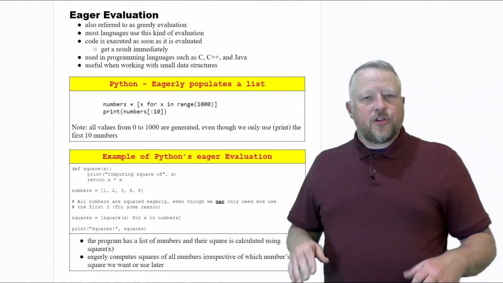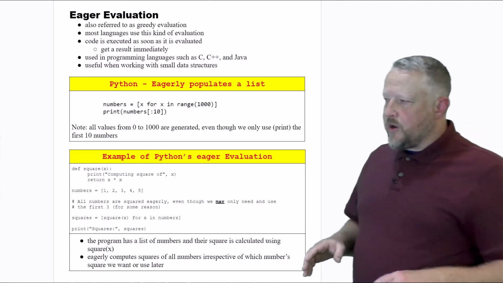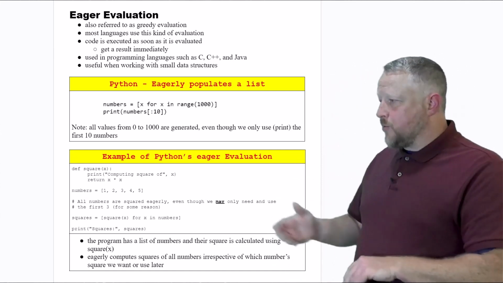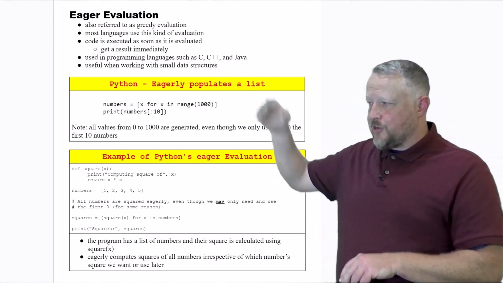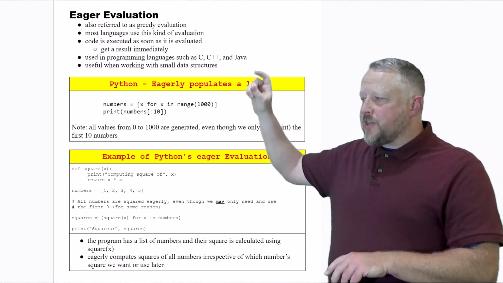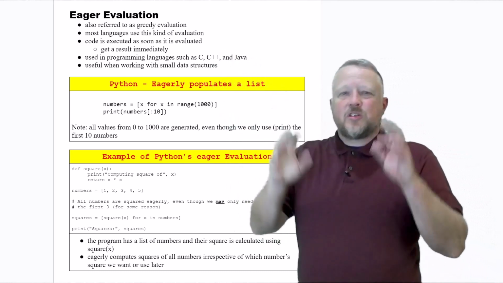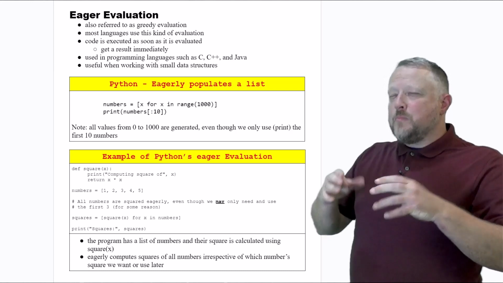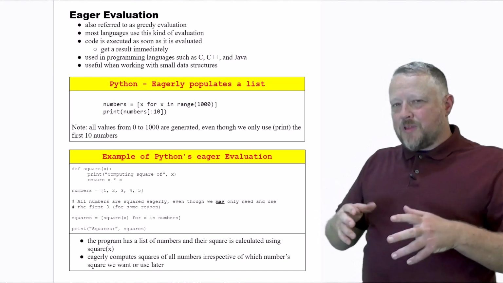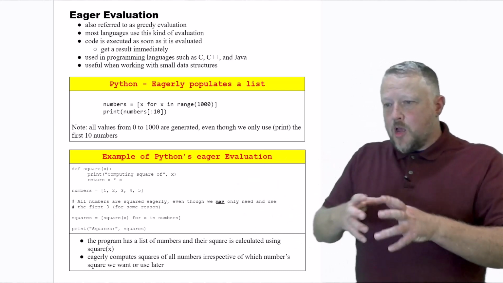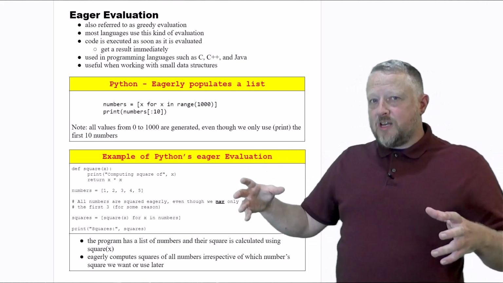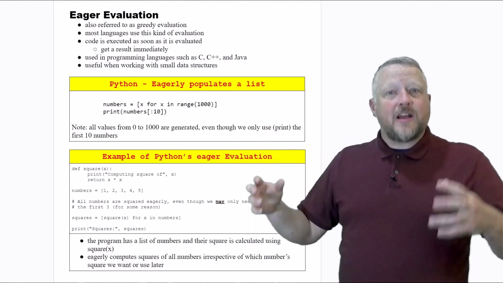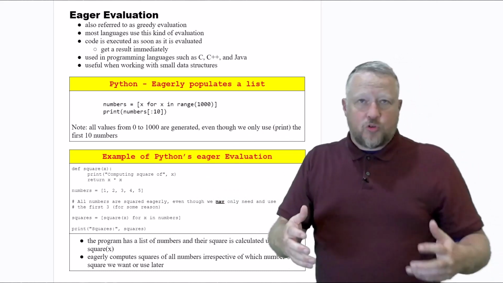Eager evaluation, also known as greedy evaluation, is frankly the most common in a lot of programming languages such as C++, C, and Java. This means that the code is executed as soon as it's evaluated and you get your results immediately. Now, results isn't something that you're printing to the screen, but it builds whatever you asked for. It builds all of it so that it's ready to give you those results.